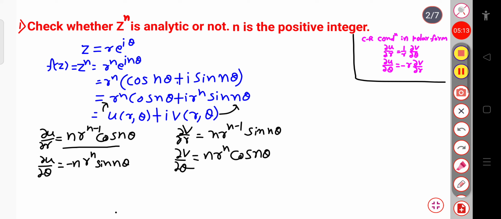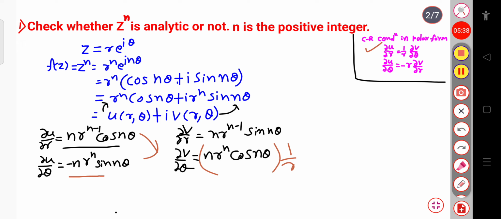If you divide this term by r, this becomes n r power n minus 1 into cosine n theta. So this first condition is satisfied: dou u by dou r equals 1 by r dou v by dou theta. Similarly, dou u by dou theta is minus n into r power n into sin n theta, and here dou v by dou r equals this much.